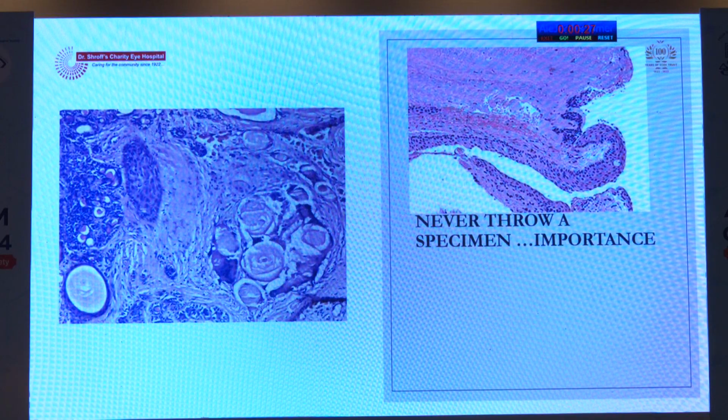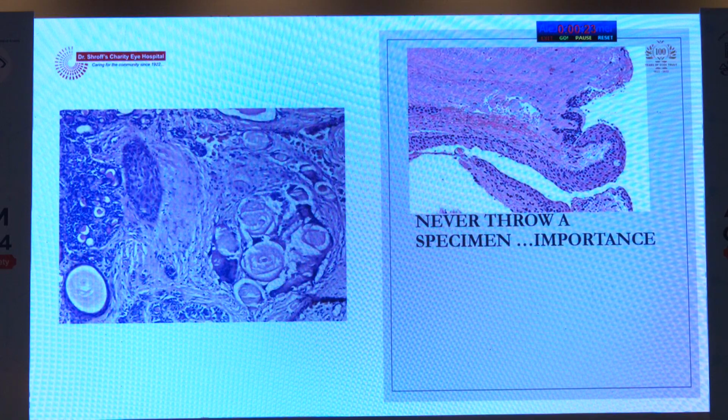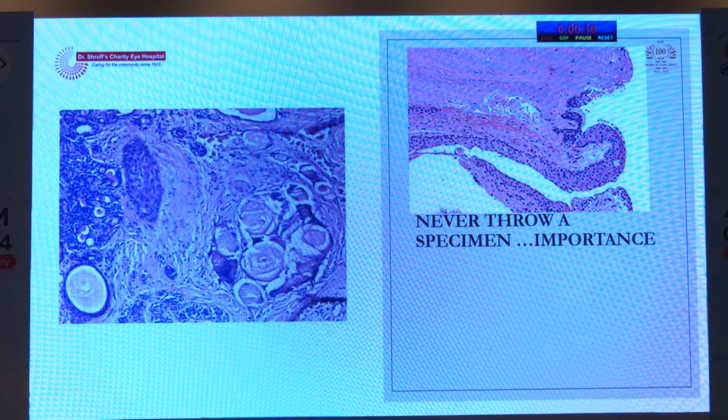So as a histopathologist, I would always say never throw away a specimen. Send it to the lab. It will surprise you many times. We've had cases of phthisis bulbi turning out to be RB. We've had cases of corneal scars turning out to be corneal dystrophies. The surprises are galore. Just like for you in the clinics, every case doesn't look the same.